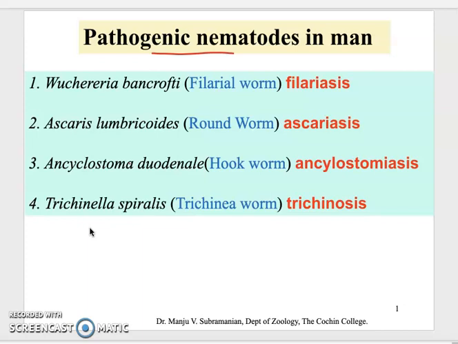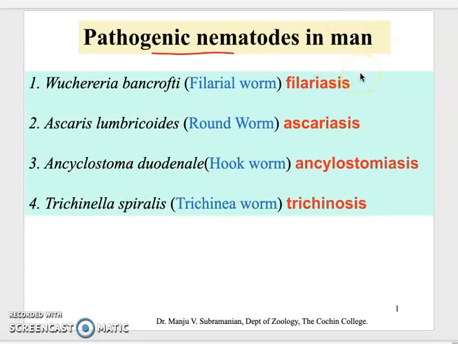We will just point out a few names. You just study the names of the 2 plant parasitic nematodes, that is Tylenculus trichini and Rhadophilus similis. These are the 2 common types of parasitic plant nematodes. Apart from this, we will be concentrating on the pathogenic nematodes in man.